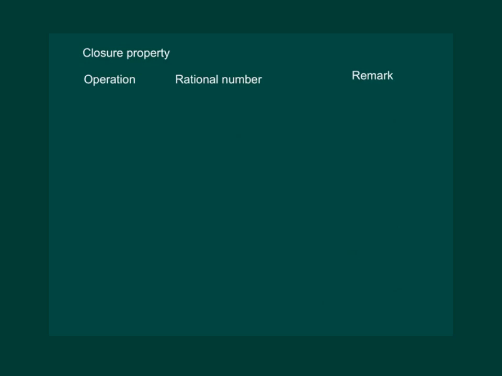Let us check closure property for rational numbers. Let us start with addition. We take two rational numbers 3 by 8 plus minus 5 by 7 and add them. It gives us minus 19 by 56.